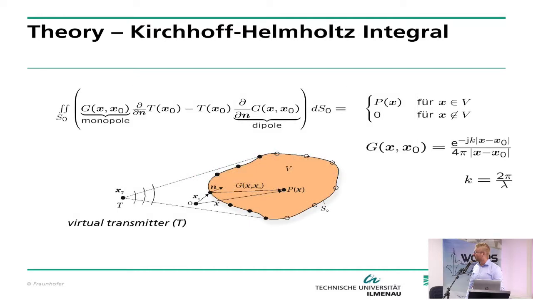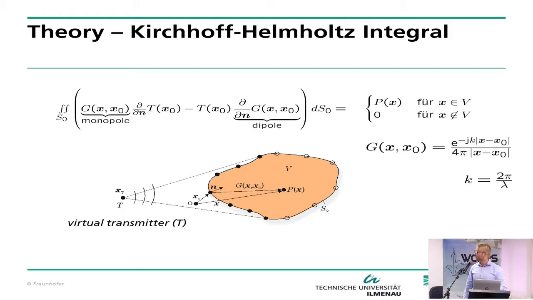Now, how to do it? In math, the basis is the Kirchhoff-Helmholtz integral. It states that if you have some volume with a certain boundary and you have a virtual transmitter, you can prescribe the field on every point inside this volume by only knowing the field conditions on the boundary. So you don't need to know what's happening here or here. It's only necessary what is here. And these dots represent your antennas or loudspeakers, and then you can synthesize any field inside.